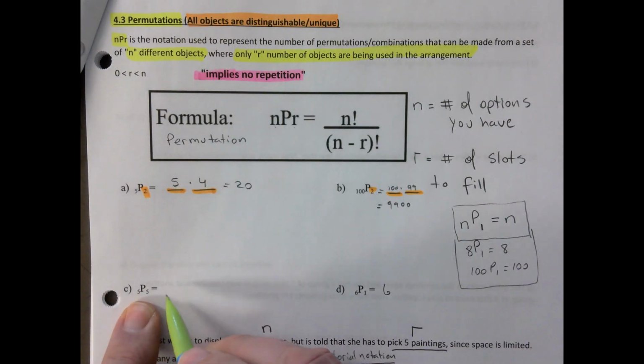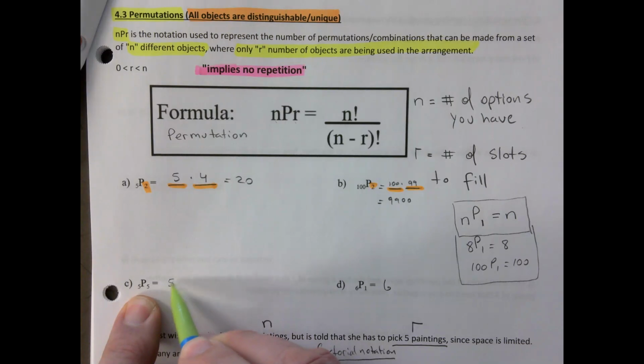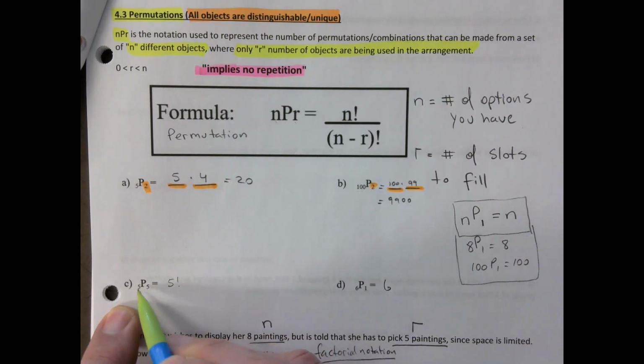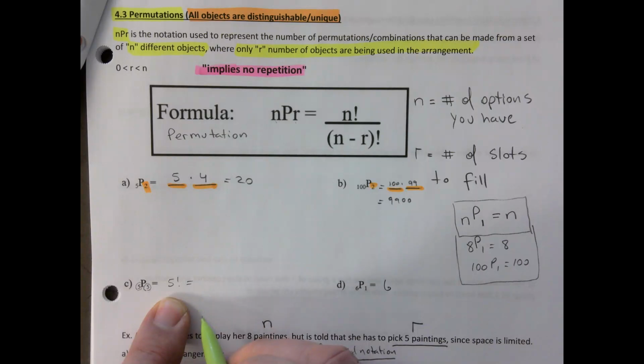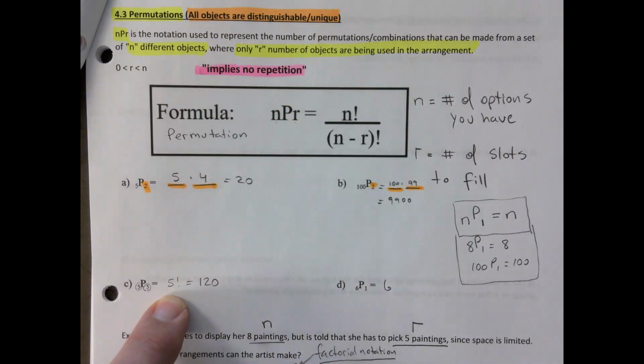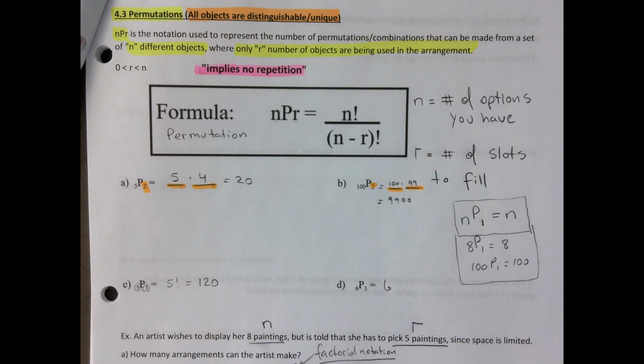5 pick 5 is 5 factorial, right? Because you're using all, like you have 5 slots, you're filling it in with 5. So it's 5, 4, 3, 2, 1. And that's 120. Yeah, it's 120. You have that on your study sheet, I hope. It's going to save you a ton of time moving forward to do that.